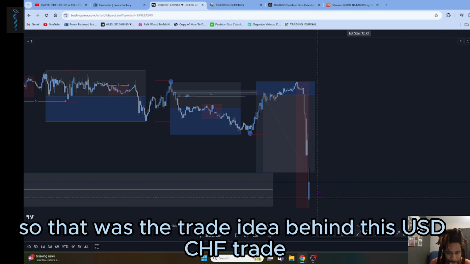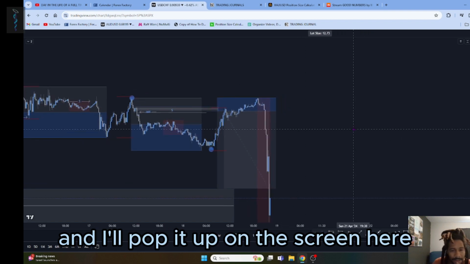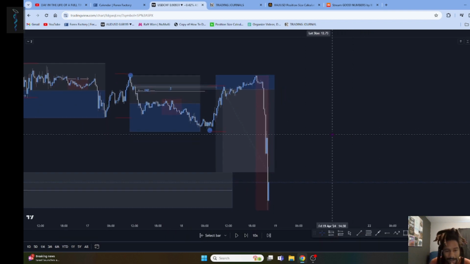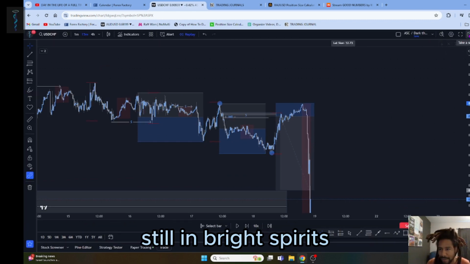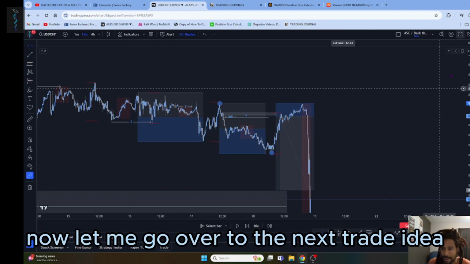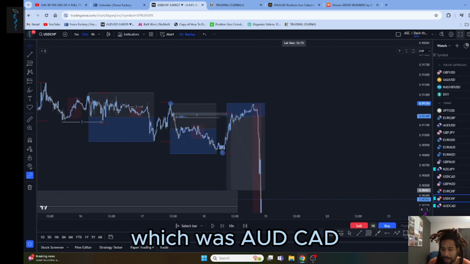So that was the trade idea behind this USD CHF trade, and I'll pop it up on the screen here how much I lost on this one. So took a hit here, but still in bright spirits. Now let me go over to the next trade idea, which was AUD CAD.